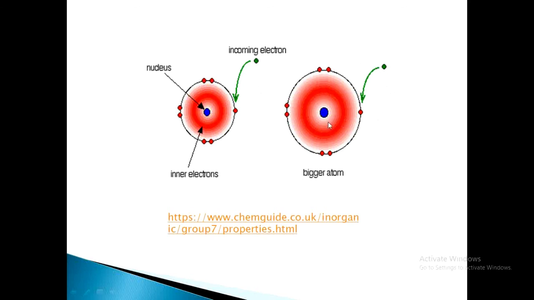Similarly, this diagram also shows the same thing, that is the addition of an electron to a gaseous atom to form an anion, and it is representing the first electron affinity.